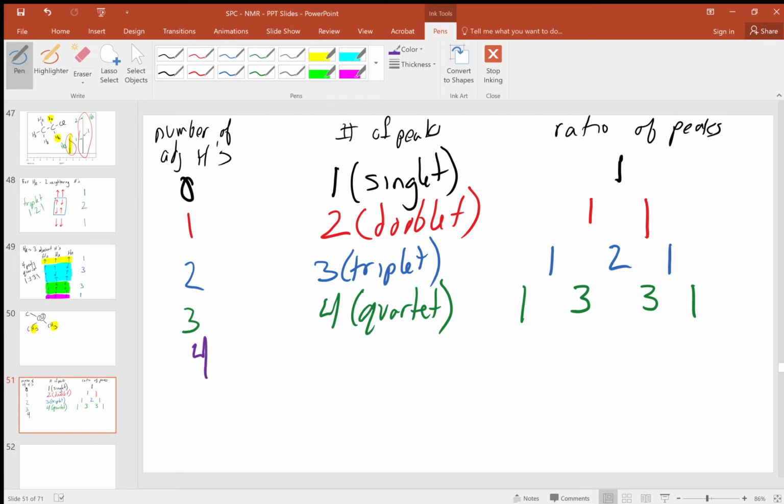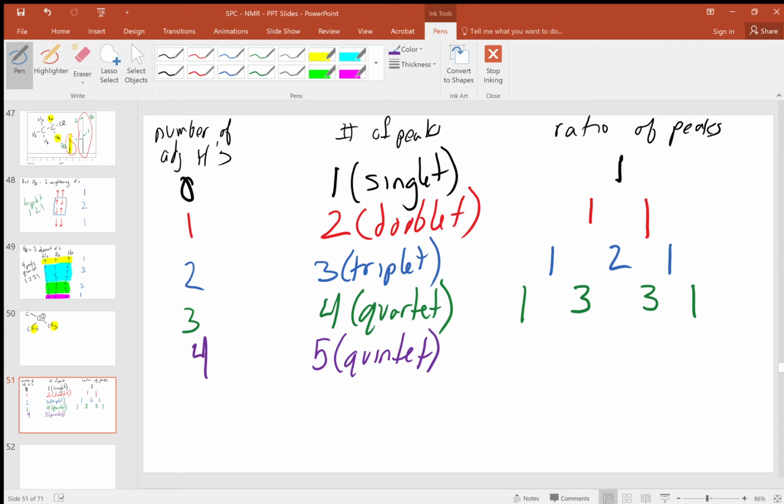So the first thing you should notice here is that the number of peaks is 1 greater than the number of adjacent hydrogens. When we had no adjacent hydrogens, we got 1 peak. 1 adjacent hydrogen, 2 peaks. 2 adjacent hydrogens, 3 peaks, and so on. So you might predict at this point that if we have 4 adjacent hydrogens, that would give us 5 peaks, or a quintet.